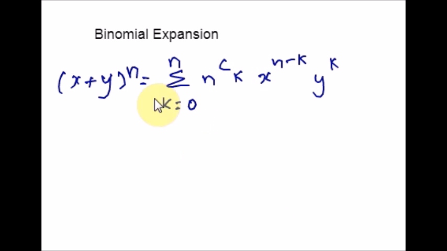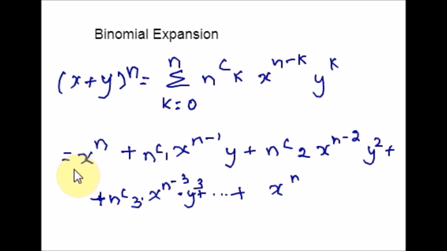So let me expand by applying k equal to 0, 1, 2, 3 till n and show you the expansion. Please remember that any term raised to 0 is 1, so I'm not going to mention that separately. And also I'm going to expand this using the combinations formula.